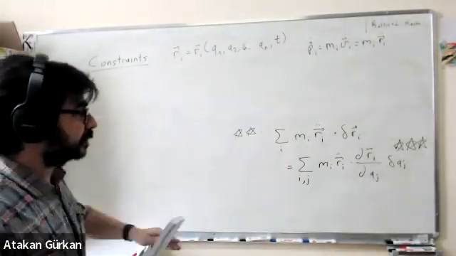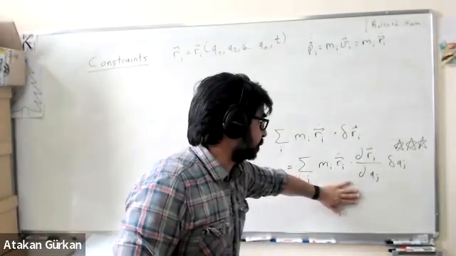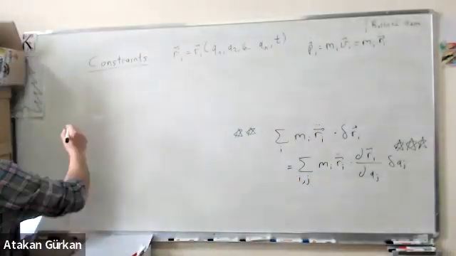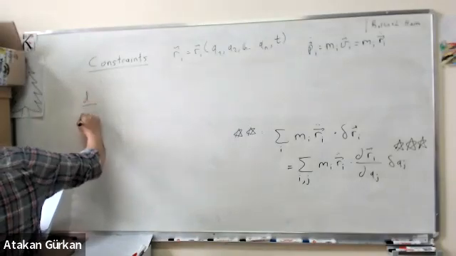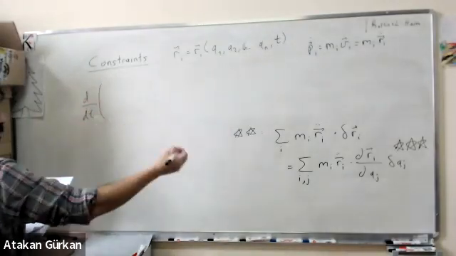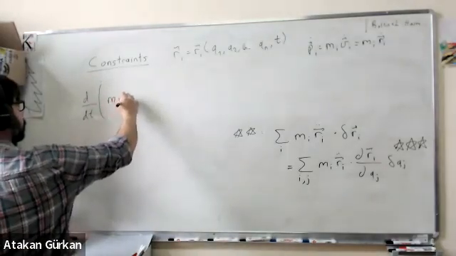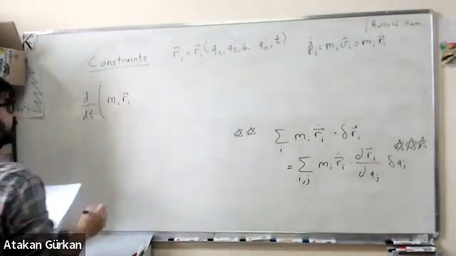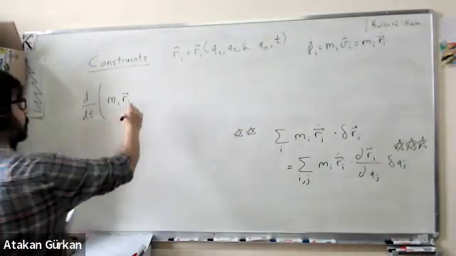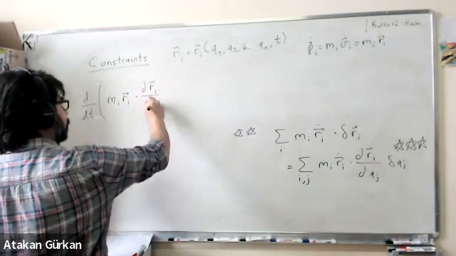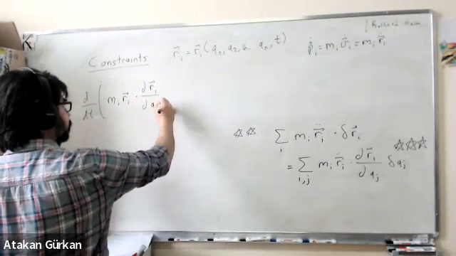Now, I want to get something somewhat similar to this. And this involves a second derivative. So I'm going to take the time derivative of something that's similar, but not exactly like that. Right? So I'm going to look at this. This is just the first derivative, dotted into del ri by del qj.